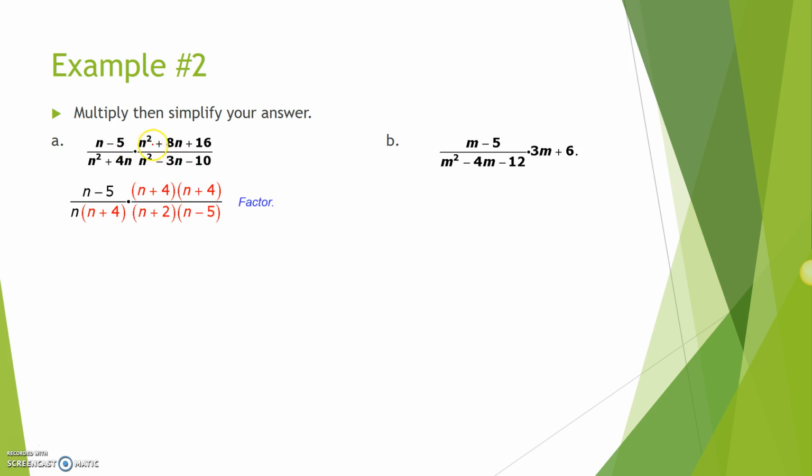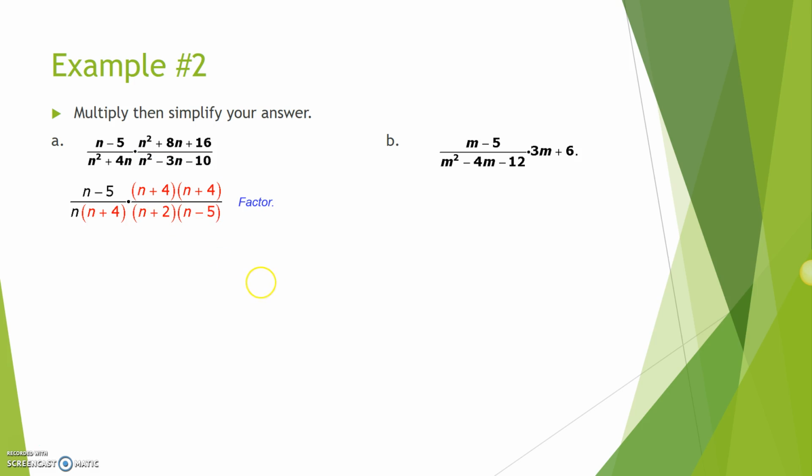So let's factor first n squared plus 8n plus 16, and you end up with (n plus 4)(n plus 4), because 4 times 4 is 16, 4 plus 4 is 8, n times n is n squared. Now here, with this n squared plus 4n, you can pull out an n. So when we pull out an n, what we're left with is n(n plus 4). Factoring out n squared minus 3n minus 10, what you get is (n plus 2)(n minus 5).